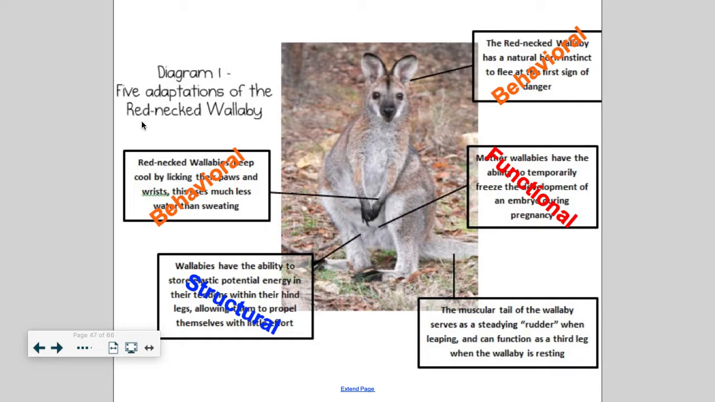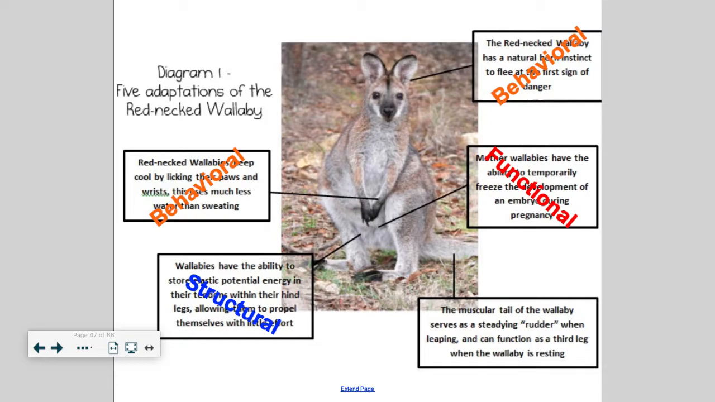Moving on. The last one here. The muscular tail of the wallaby serves as a steady and rudder when leaping and can function as a third leg when the wallaby is resting. Structural, functional, or behavioral? Structural, we are talking about their tail, okay?